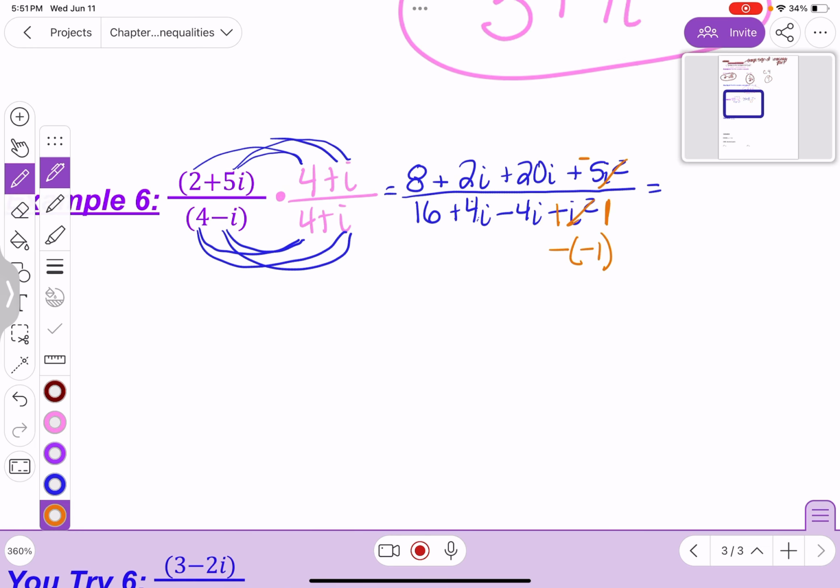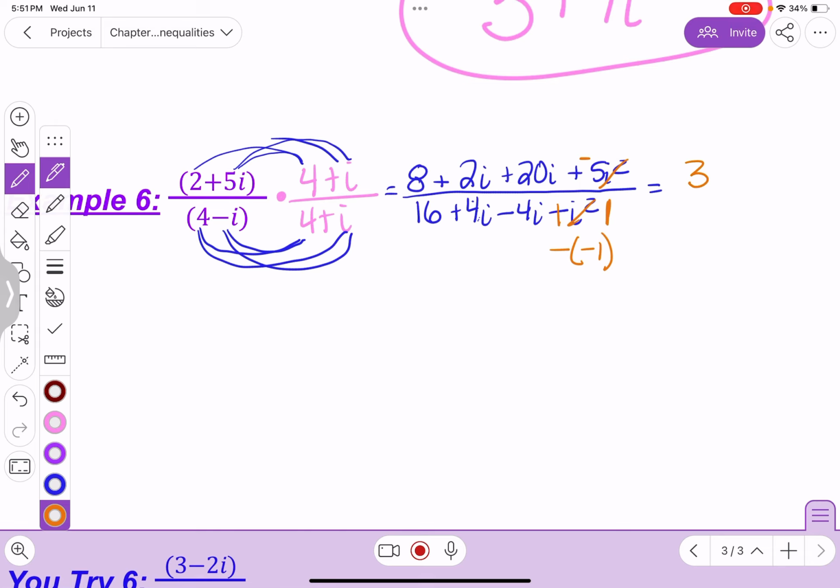So now I combine my like terms. So 8 minus 5 is 3. And 2i plus 20i is 22i. On the bottom, 16 plus 1 is 17. And these middle terms will always cancel out. Reduce if you can. Otherwise, you're just left with 3 plus 22i over 17.